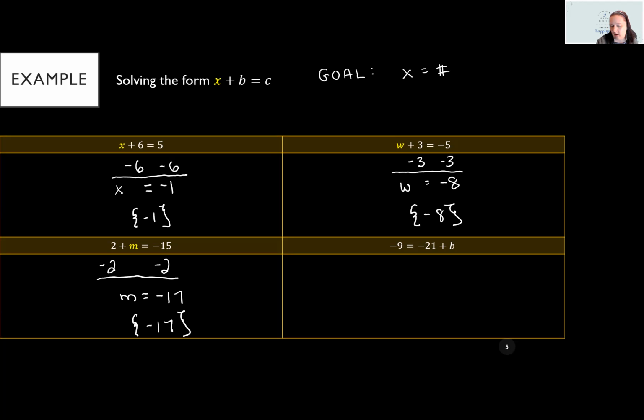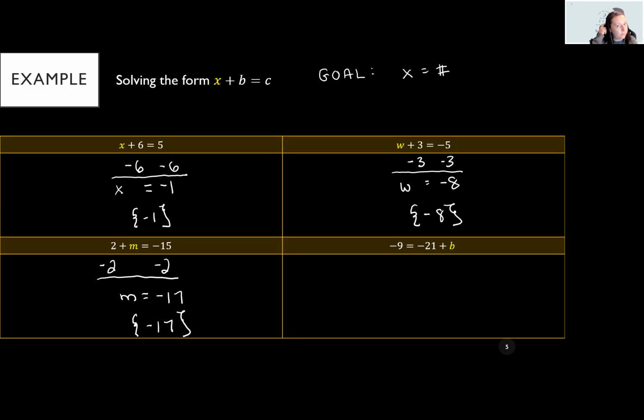Okay, next one here. So we've got a negative 9 equals negative 21 plus b. So I've got this b, now it's on the right side. That is okay. You don't always have to have your variable on the left. It's completely fine to have your variable on the right. So we want to get that b by itself. And added to the b is this negative 21. So you see you have a negative 21 plus b.